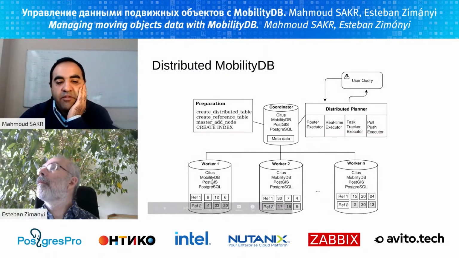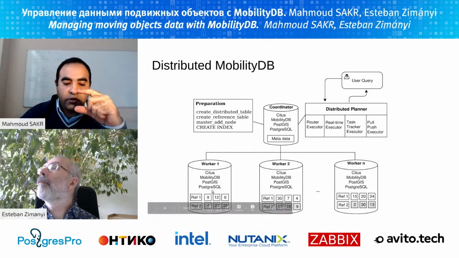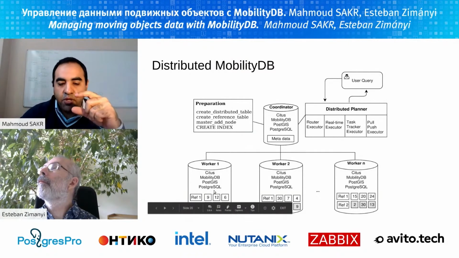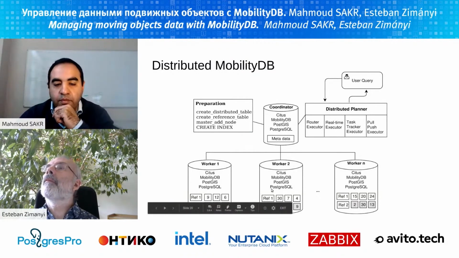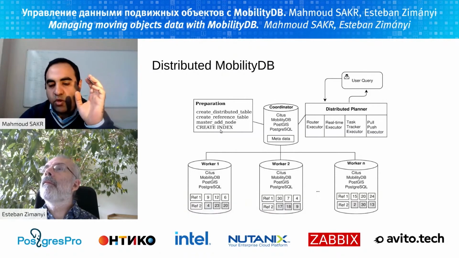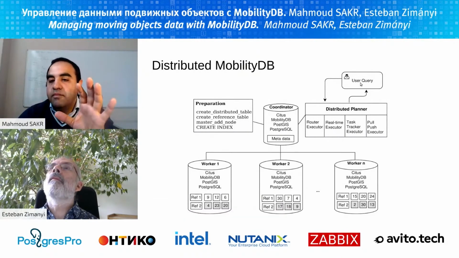So like this, every worker will have a piece, a single shard, could be multiple shards of the trips table, and we'll have a complete copy of the municipalities table. And then we can create indexes that will also be distributed and so on.